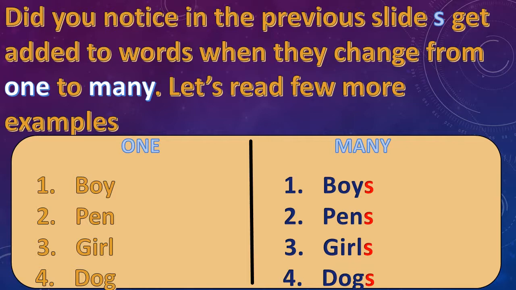So let's do it again. Boy, boys. Pen, pens. Girl, girls. Dog, dogs. What are we doing? When we are changing from one to many, we are adding S. And when we add S to any word like boy, pen, girl, it changes to many, meaning more than one.